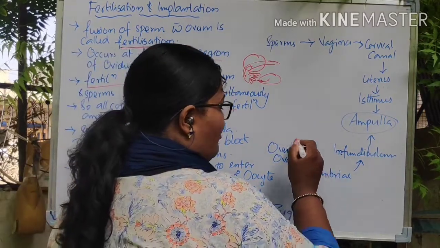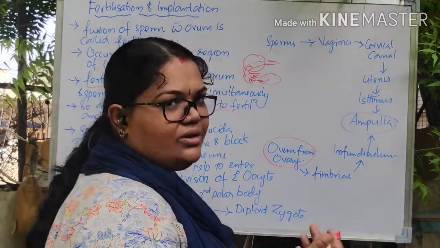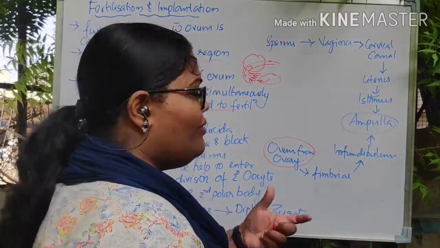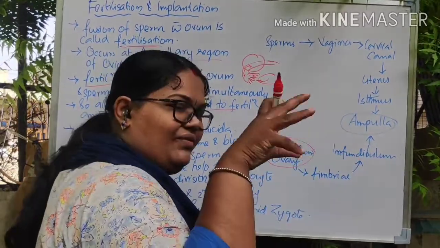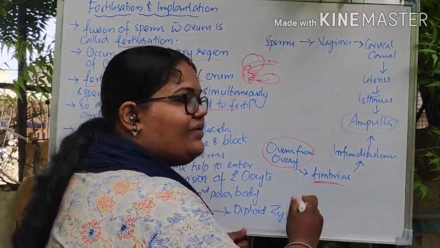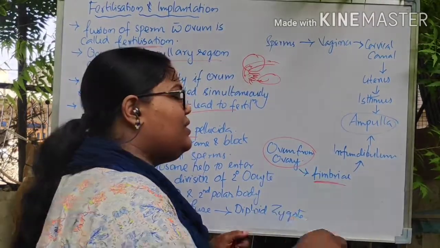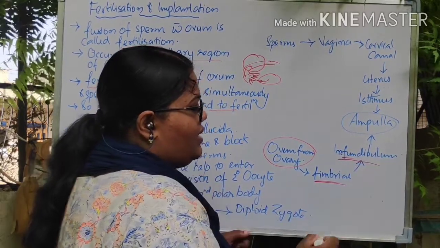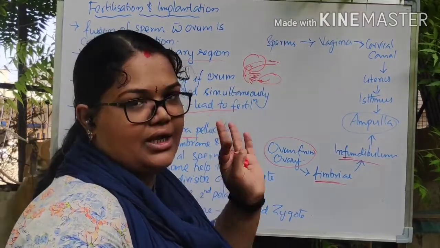Here you can see the ovary, right? From the ovary the ovum will be released, that's the ovulation. Once the mature Graafian follicle ruptures, the ovum is released, right? That ovum will be taken by the finger-like projections, the fimbriae. With the help of villi, the ovum is moved to the infundibulum, right? That's actually the funnel part, and from there it is taken into the ampulla region, right?